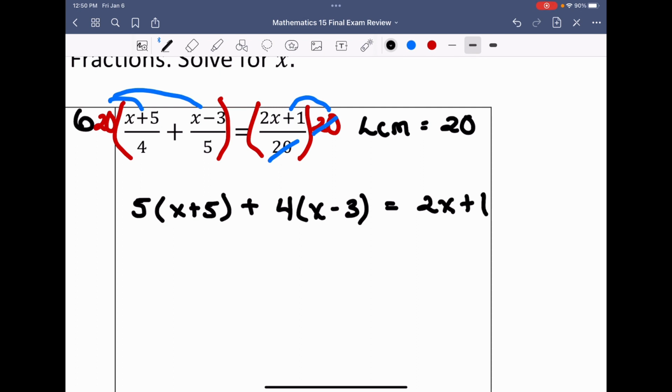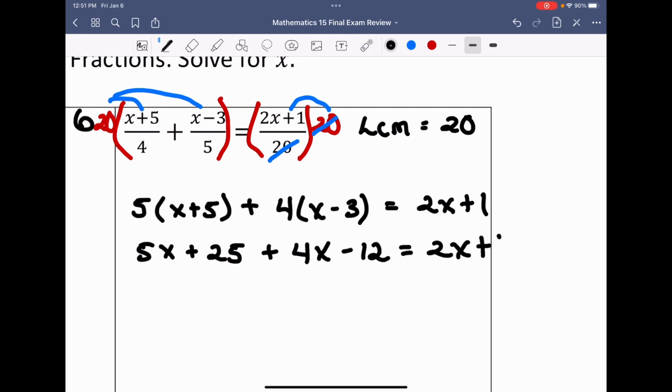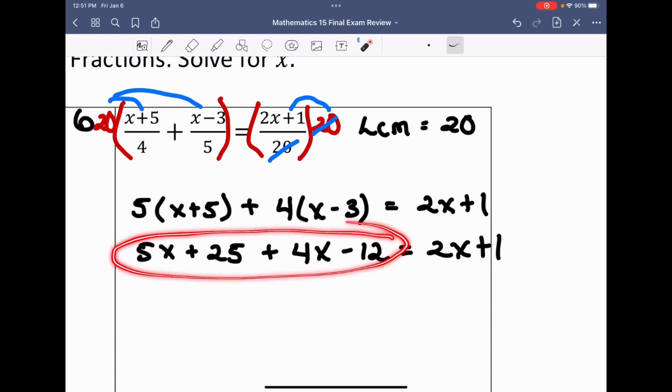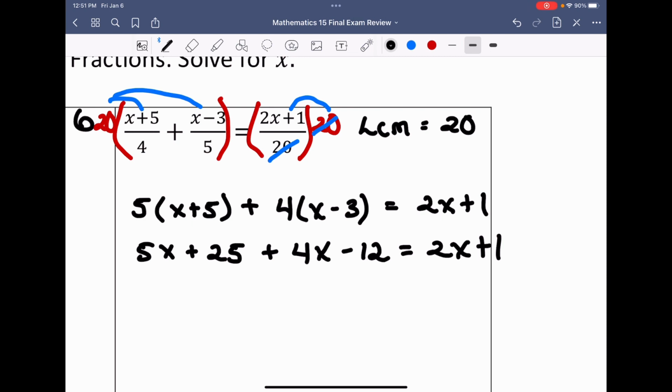Okay, let's expand this. So we're going to expand the 5 into the brackets. That becomes 5x plus 25 plus 4x. 4 times a negative 3 is negative 12, which is equal to 2x plus 1. Okay, we're going to combine our like terms because we have a few like terms on this left-hand side. Let's put them together here. So 5x plus 4x is 9x plus 25 minus 12 is equal to 13, which is equal to 2x plus 1.